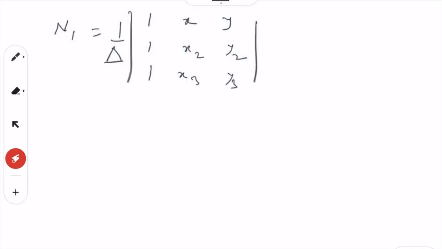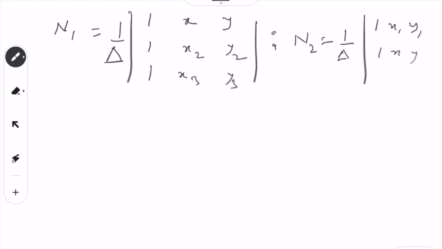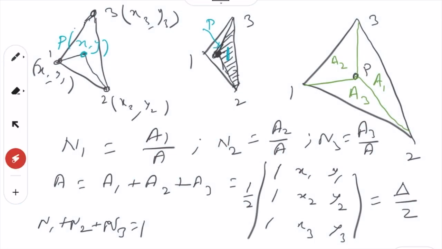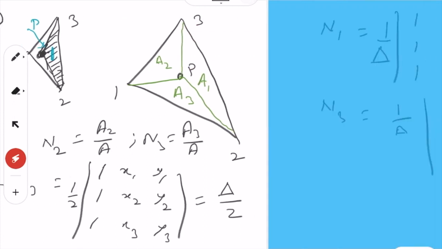So what we get here, similarly, N2 equals 1 over delta times the determinant with rows 1, x1, y1, then 1, x, y, and 1, x3, y3. N3 we can write as 1 over delta times the determinant with rows 1, x1, y1, then 1, x2, y2, and 1, x, y. So basically what I mean to say is, the first area is this one, right? So this is xy, this is x2 y2, this is x3 y3, hence you have 1 x y coming from here. Second is 1 x2 y2, third is 1 x3 y3, so hence this is the area. And similarly for all the others it makes sense that way.